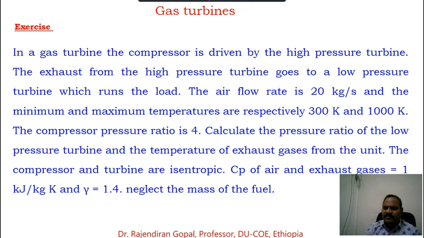The airflow rate is 20 kg per second and the minimum and maximum temperature are respectively 300 Kelvin and 1000 Kelvin. The compressor pressure ratio is 4. Calculate the pressure ratio of the low pressure turbine and the temperature of exhaust gases from the unit. The compressor and turbine are isentropic. Cp of air and exhaust gases is equal to 1 kilojoule per kg Kelvin and gamma is equal to 1.4. Neglect the mass of the fuel.